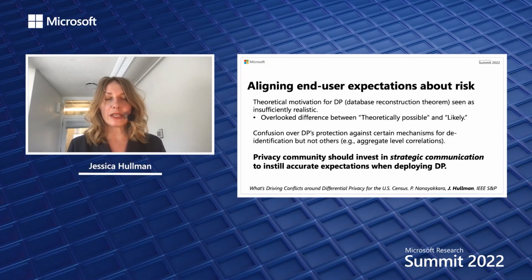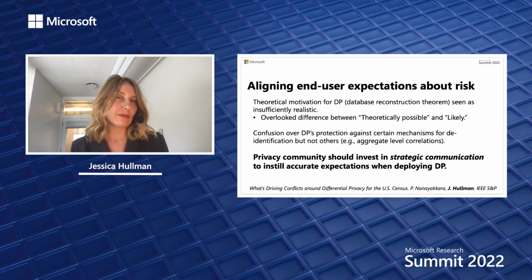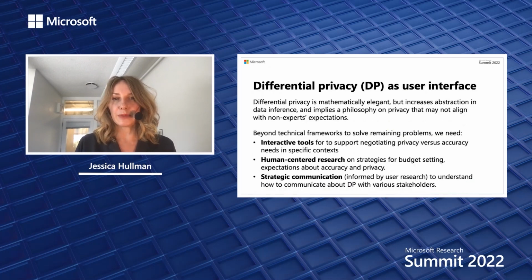And so there's really this source of confusion about the philosophy behind differential privacy when it comes to what constitutes a risk of de-identification or an attack on privacy. And so here I think it's clear that the privacy research community should invest more in strategic communication with end users of differential privacy and practitioners about how exactly differential privacy is defining risk of de-identification and how it's different from other outcomes that we might think of as similarly risky.